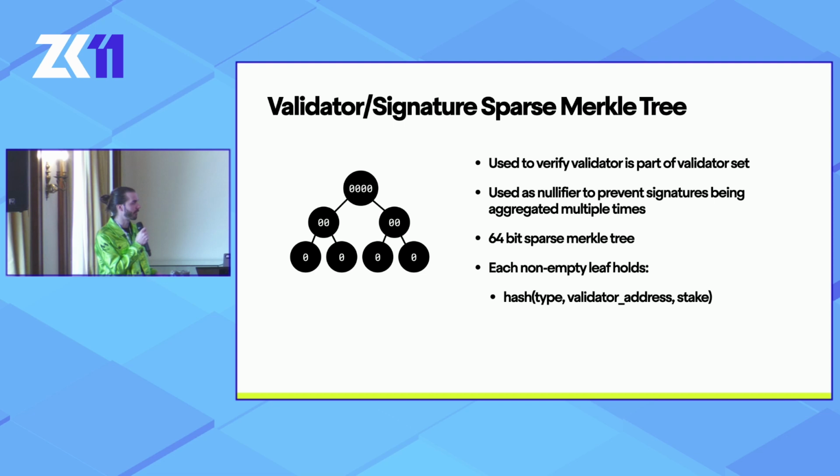Each non-empty leaf holds a hash. So this is basically what it means to have a hash in the tree. There'd be some kind of type to differentiate between whether it's a validator hash or a nullifier hash, and then the address and the stake. So if we just put a 1 in there, then it's a validator set. If we put a 2 in there, it's a nullifier.